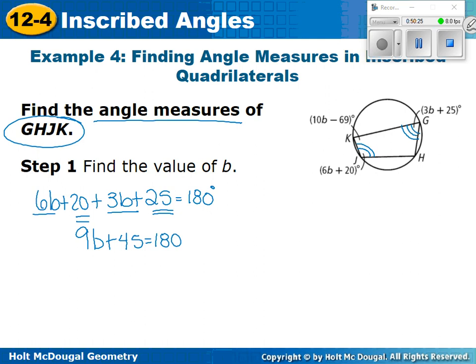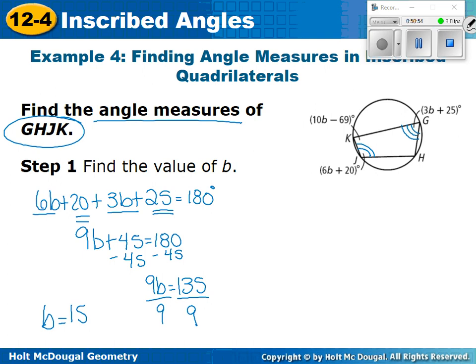What would I do next? Subtract the 45. So 9b equals 135. Divide by 9, and what do you get for b? Say it again. 15. Okay, I went pretty fast there. Did I lose anybody? Okay, if b is 15, we need to find all these angles.